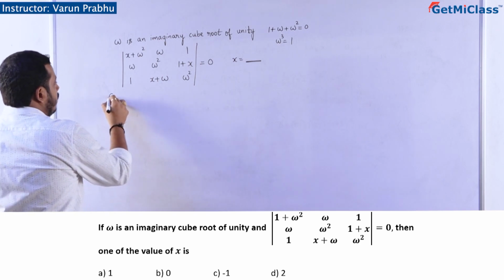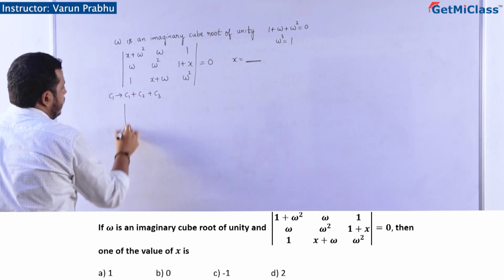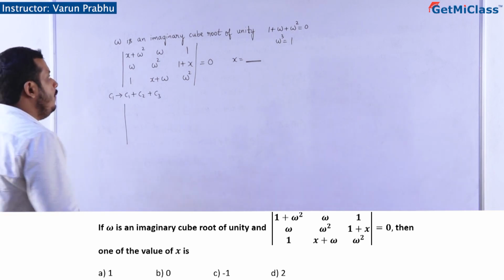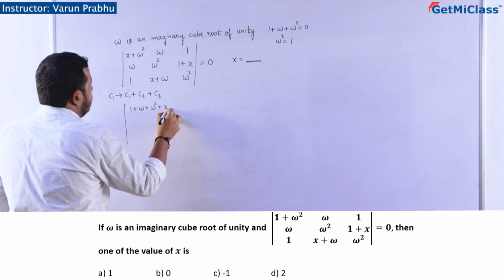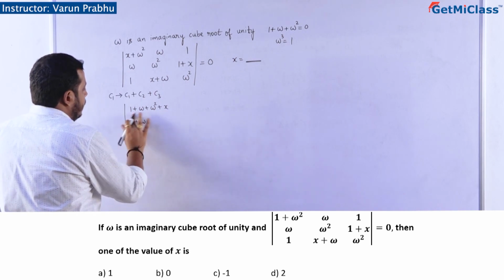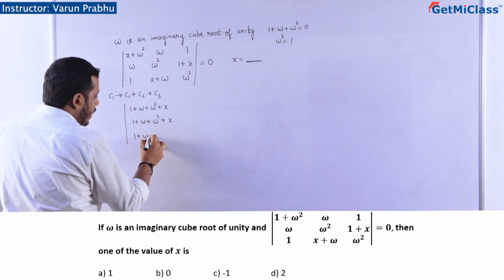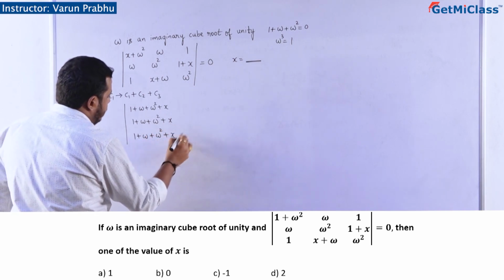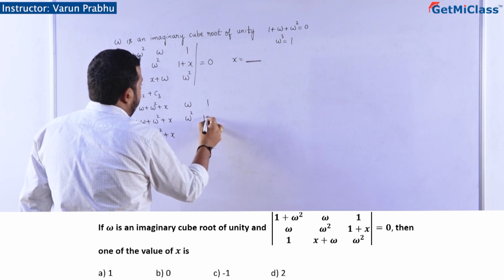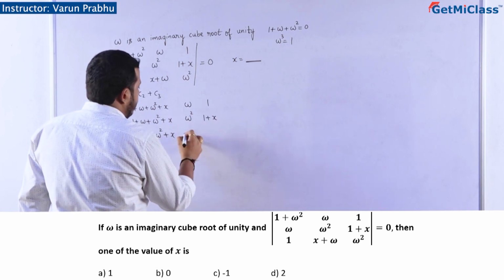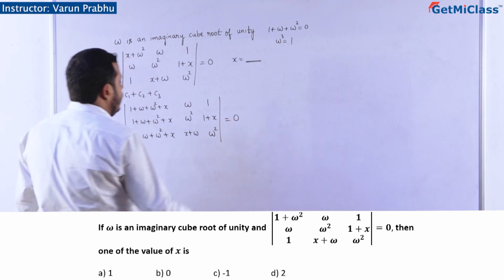Correct or not? So what we'll do, C1 transforms to C1 plus C2 plus C3 if we do the transformation. We'll end up with 1 plus omega plus omega square plus x in each entry of the first column. Is it correct? Then omega square, 1 plus x, and x plus omega and omega square, that is equal to 0.